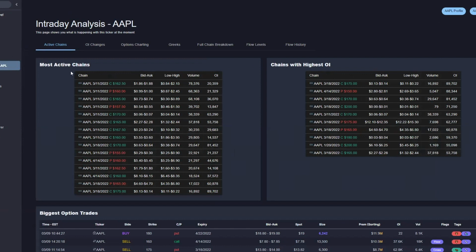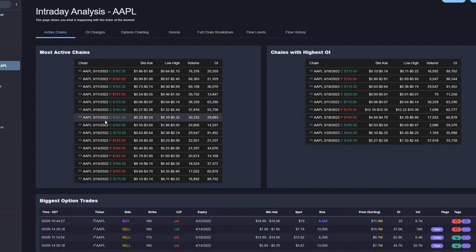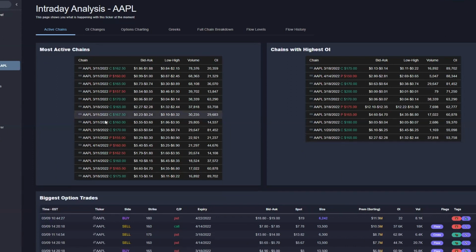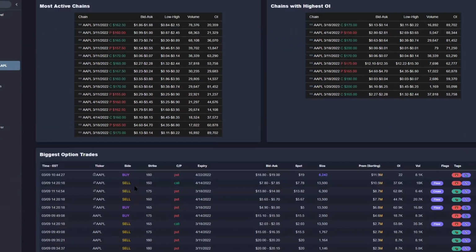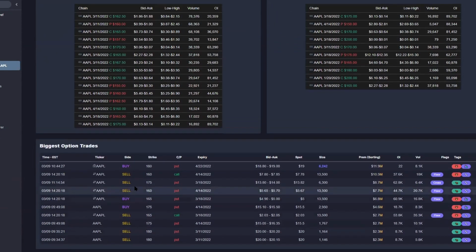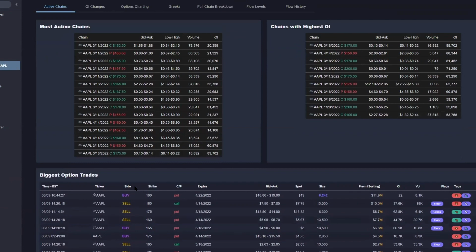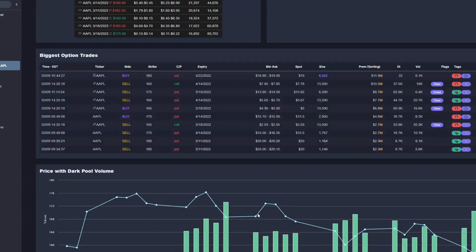So right now we have Apple here on the screen, and it tells us where the most active chains are, right? Where people are getting their activity in, right? You don't know if it's bullish or bearish until you actually deep dive into it, which you can on the whales. You can also see the biggest orders on the day. You can see the biggest open interest changes, right? You can see the dark pool volume, which is very, very important. I really like looking at this dark pool volume.